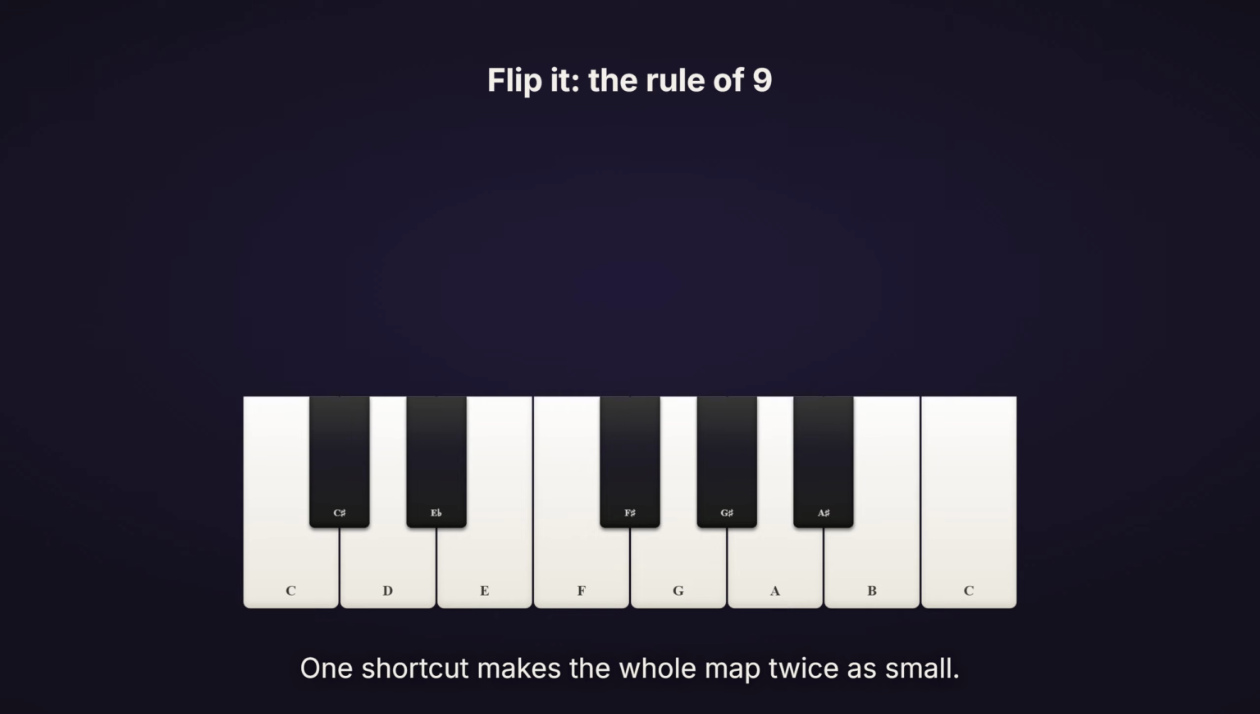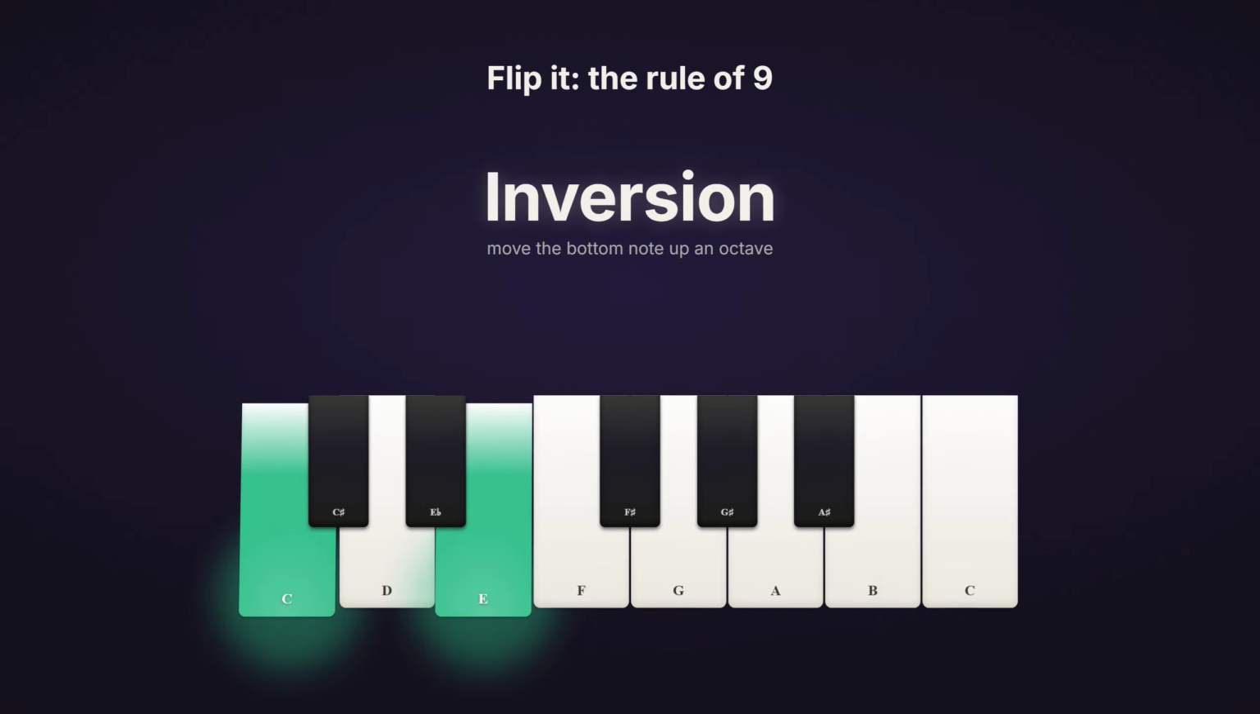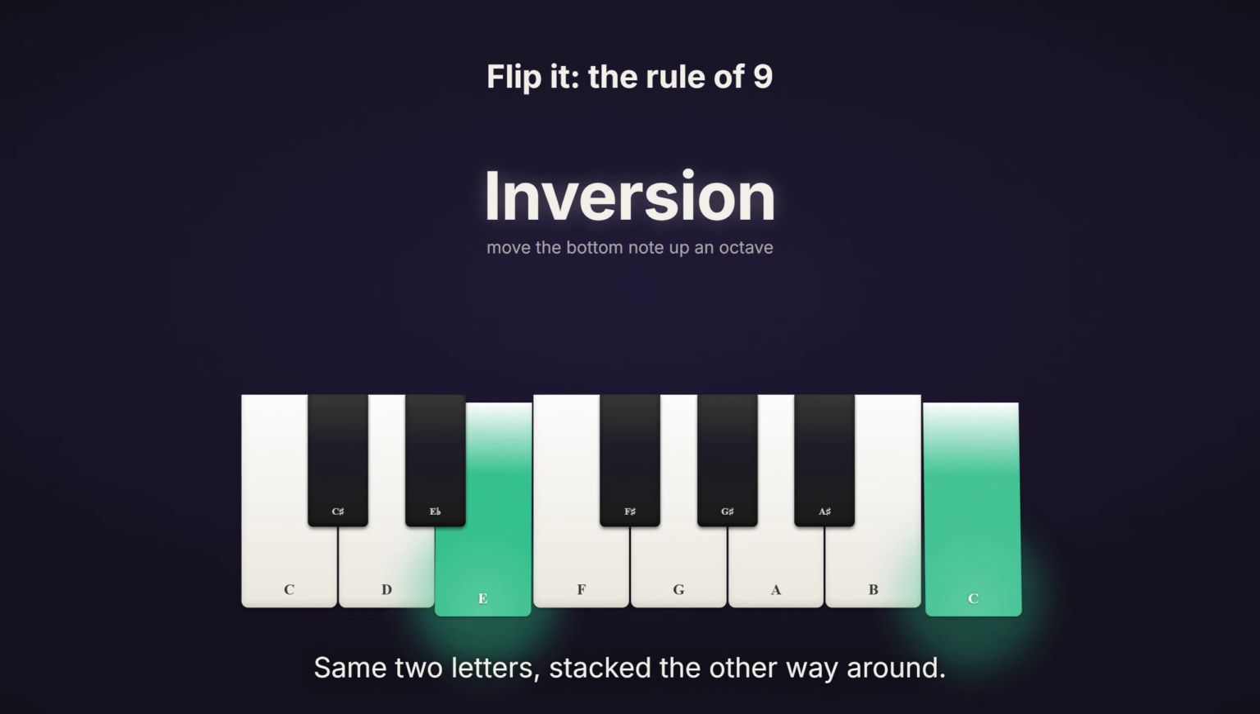There is a shortcut that makes the whole map twice as small. Take any interval, then flip it. Here is what flipping means. You move the bottom note up an octave, so it lands above the note that used to be on top. Same two letters, but now stacked the other way around. The result is called the interval's inversion, and it follows a pattern so neat you will never forget it.